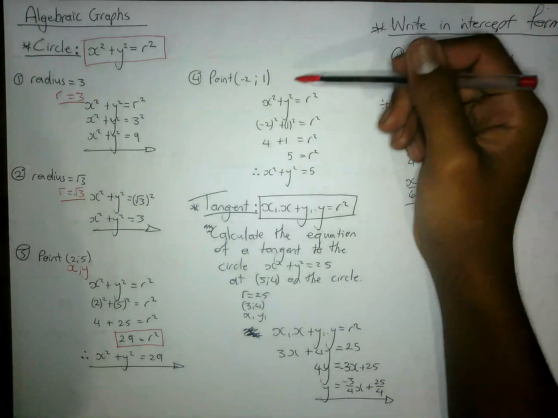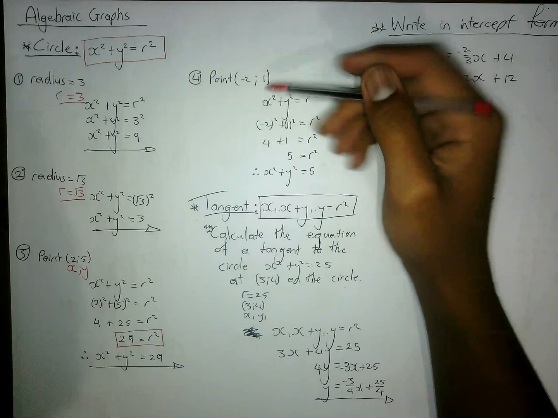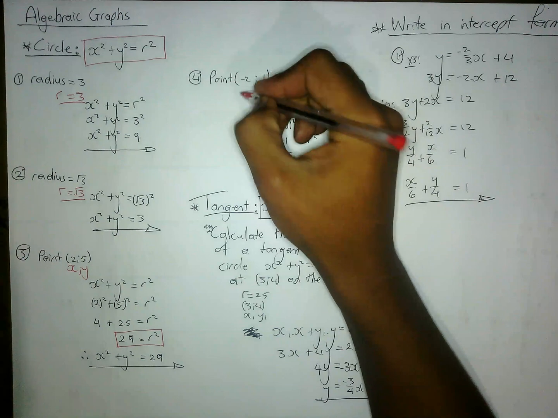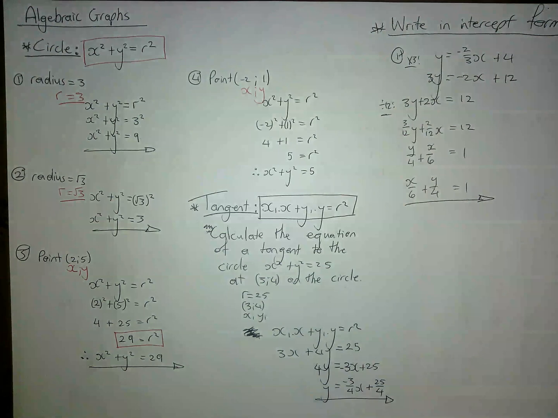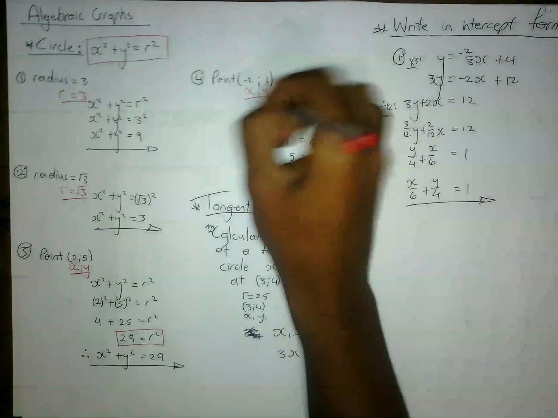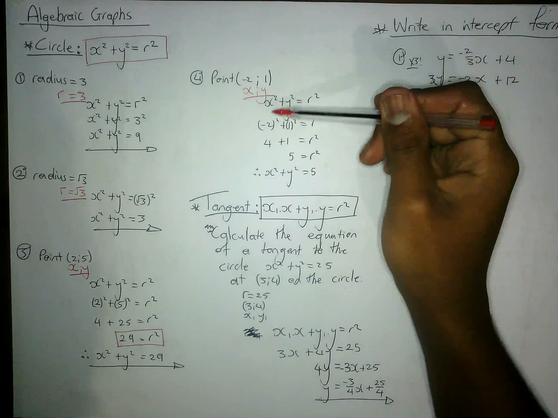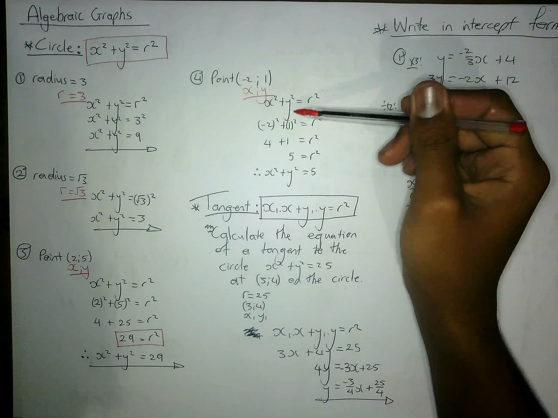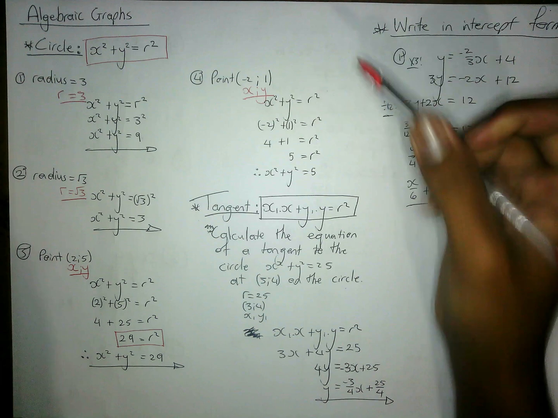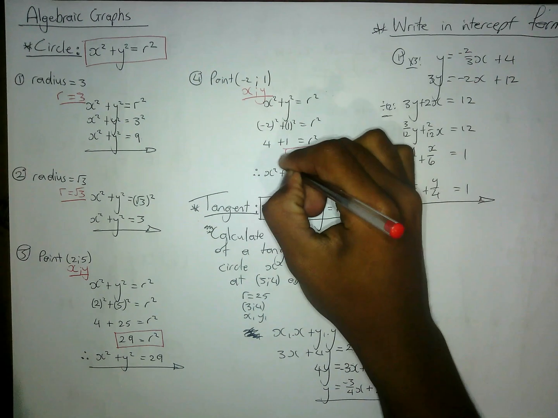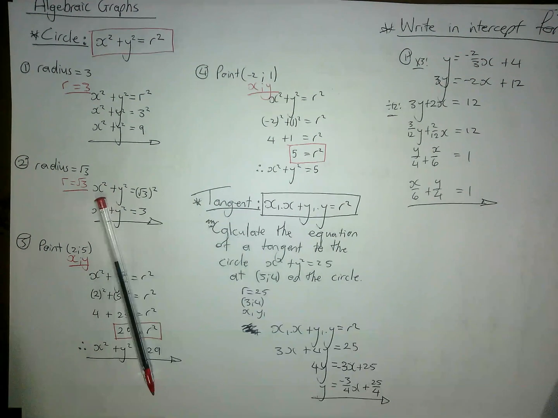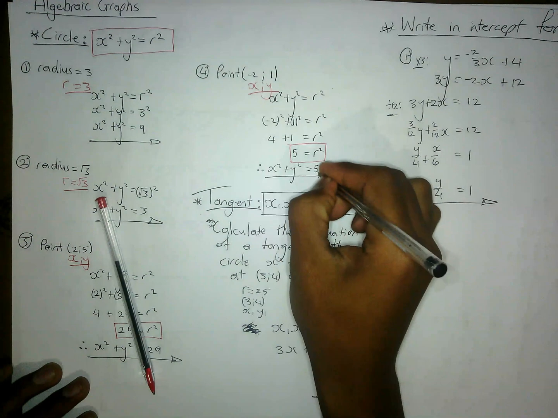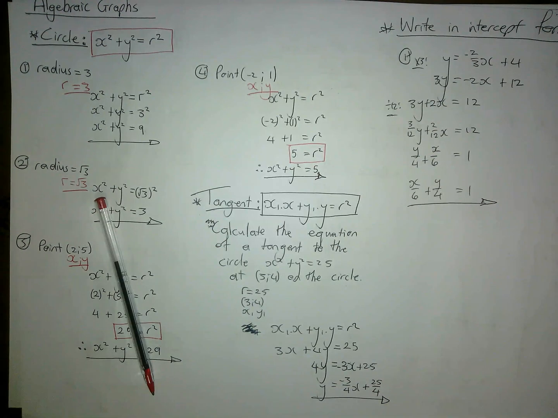Again here, we have another point on the circle. So this -2 is our x value, and that 1 is our y value. What we do now, we substitute -2 in our x, 1 in our y, we add, we get the number 5 equals r squared in our standard formula. We write it as is. Then we are finished. Very straightforward.